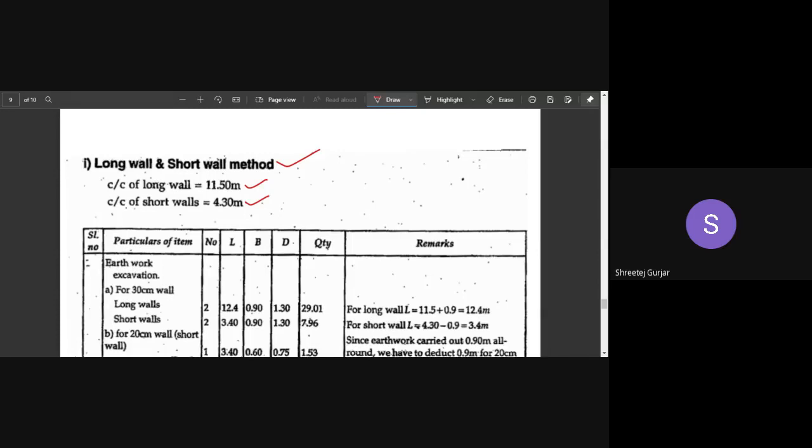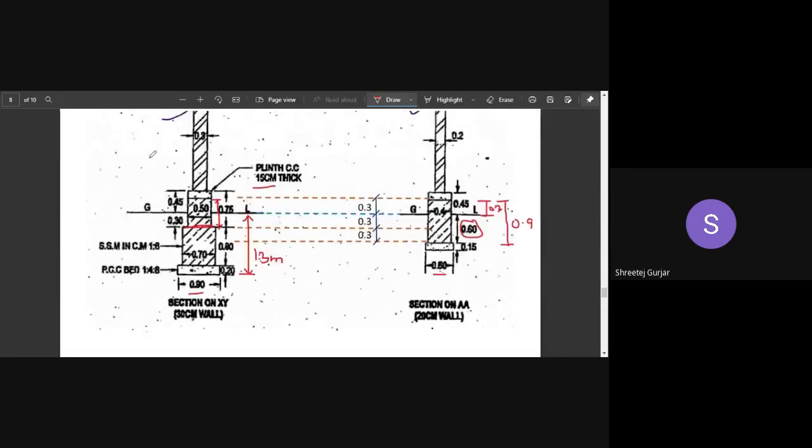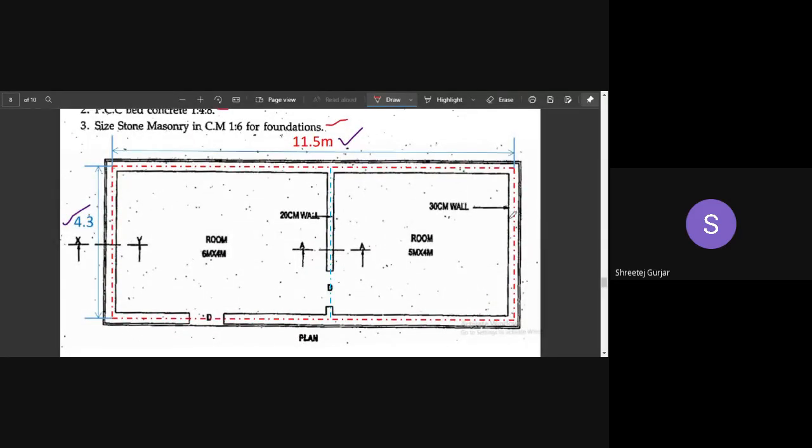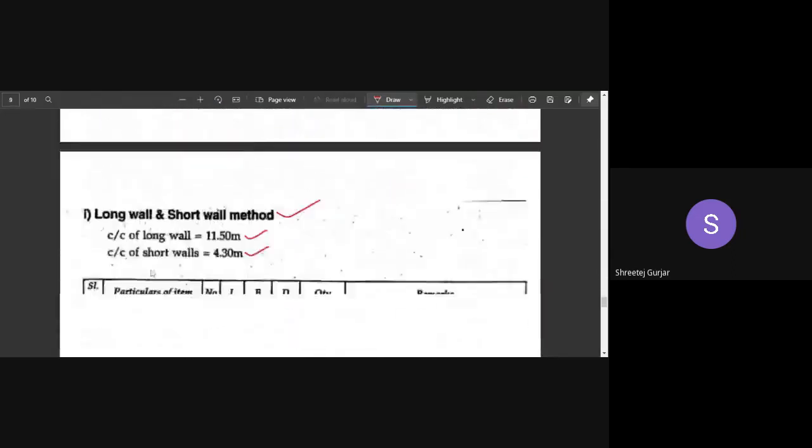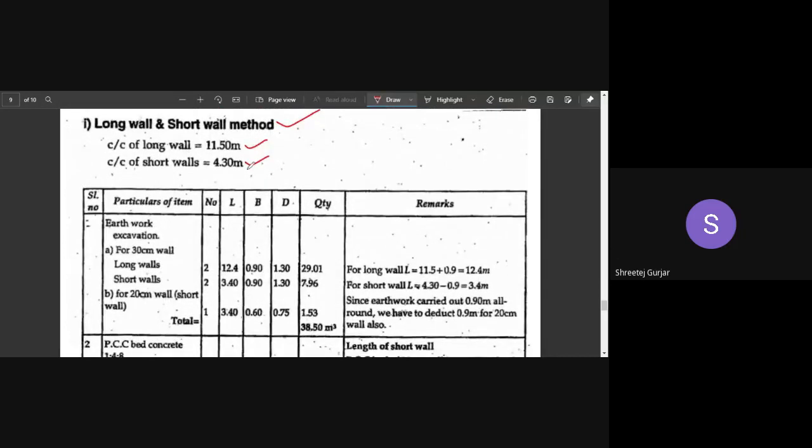I hope this calculation is clear. Very easy. It is just calculating the center to center length of the particular length of wall. Okay, so if you want, you can write down how it has come. That is 0.15 plus your in room length plus the wall thickness 20 centimeter plus your in room thickness plus your half of your wall thickness. So if you want, you can write that down, or you can write directly 11.5 and 4.3 if you have understood.